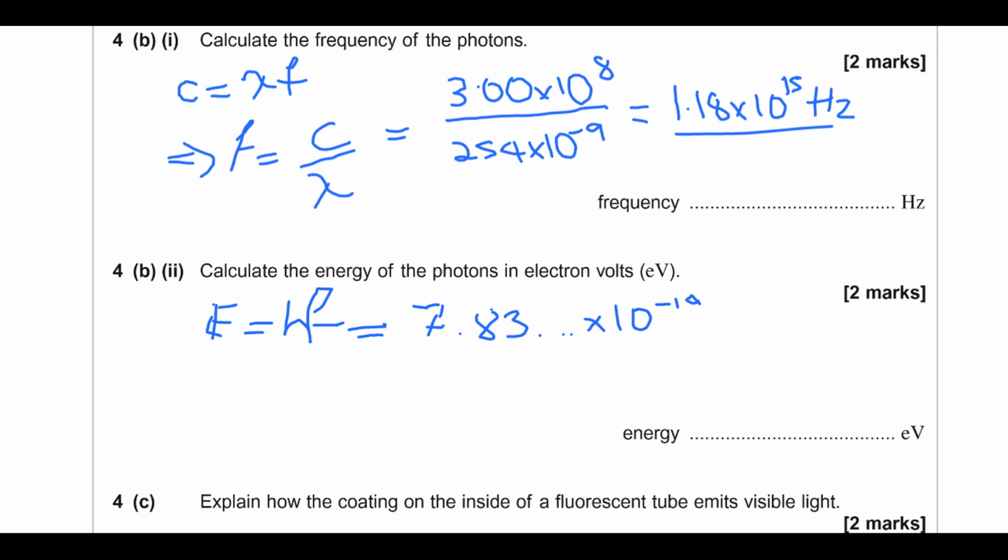And because of that order of magnitude, you can already see it makes sense to give that as electron volts. And that's joules. And that's equal to divided by 1.6 times 10 to the minus 19, which gives you 4.89 electron volts there. Okay, so let's continue on.